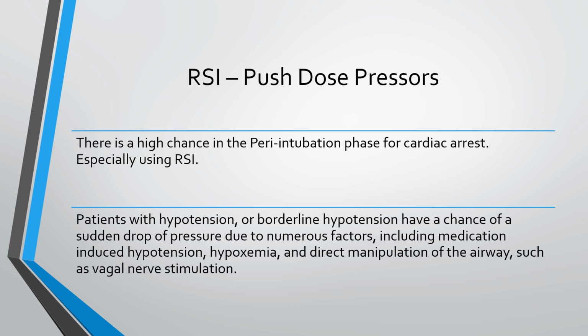Patients with hypotension, borderline hypotension, have a chance of sudden drop of pressure due to numerous factors, including medication-induced hypotension, hypoxemia, direct manipulation of the airway, such as vagal nerve stimulation, and increased intrathoracic pressure with positive pressure ventilation, which causes vagal stimulation too. So a number of reasons can cause the blood pressure to drop and our patient to start coding. If they're already borderline, they're going to code.